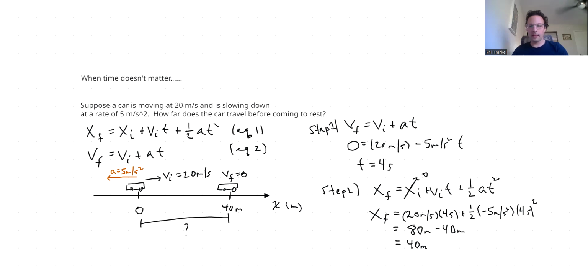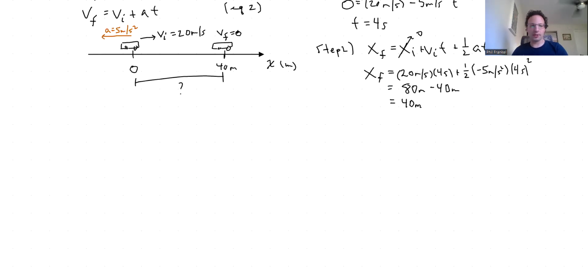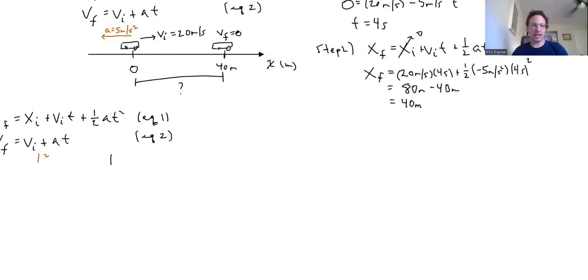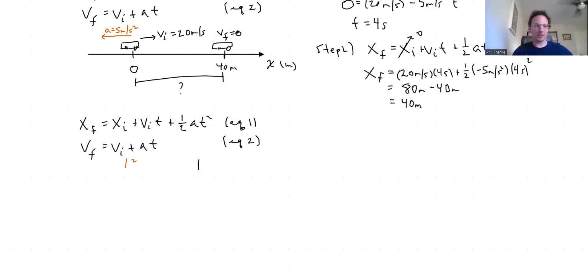So how could we make our lives easier in the future when we have a situation like this? Would it be possible, for instance, to just have one kinematics equation that we could make use of so that we wouldn't have to go through 2 steps? And the answer is yes, it is possible to do this. So what might this look like?